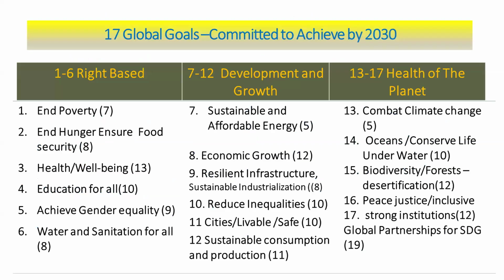Now these are the 3 groups, I think I showed this previously. Each goal has, within the bracket, the number of targets mentioned. So 1 to 6, rights-based goals. 7 to 12, development and growth. 13 to 17, health of the planet. Each goal has, on an average basis, 5 to 19 targets.